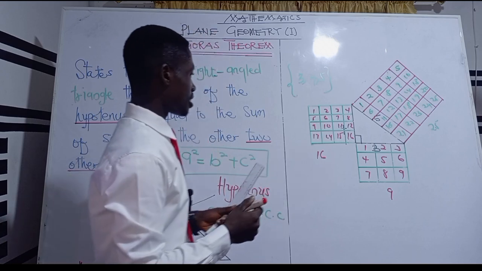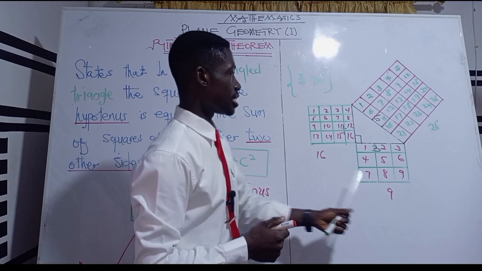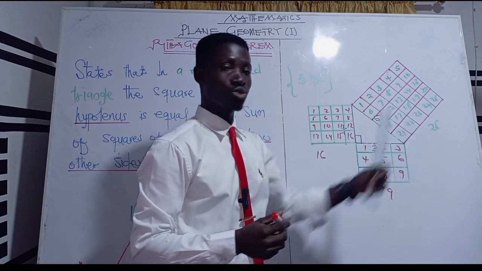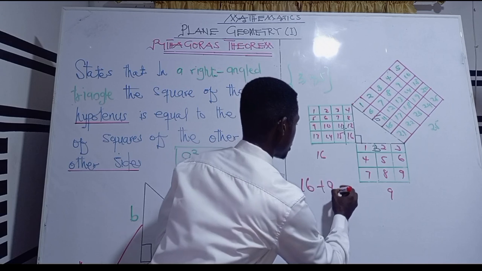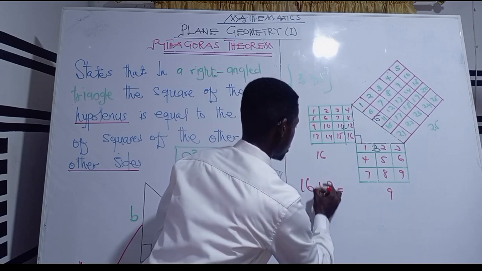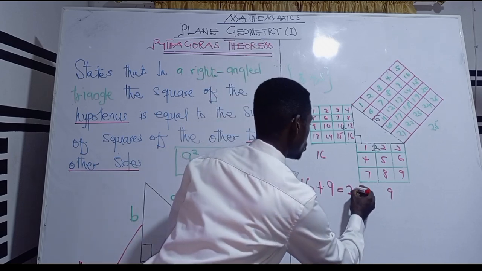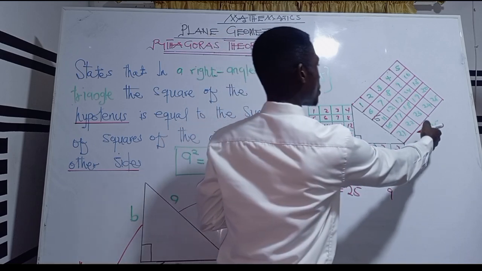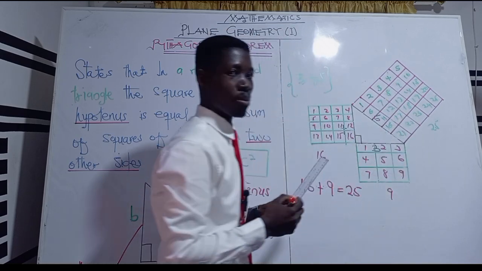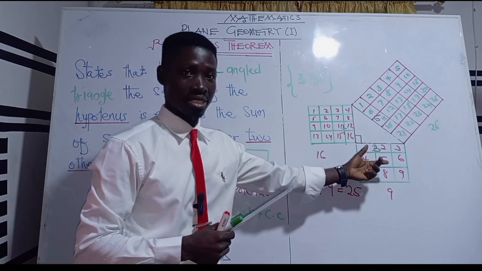the theorem says that the sum of squares, so we are going to sum these squares and these squares to see if we are going to get 25. So we are going to get 16 plus 9. So what is 16 plus 9? And I believe you are saying 25. So the sum of these two squares is equal to the squares on the hypotenuse. So this is what the theorem is telling us geometrically.